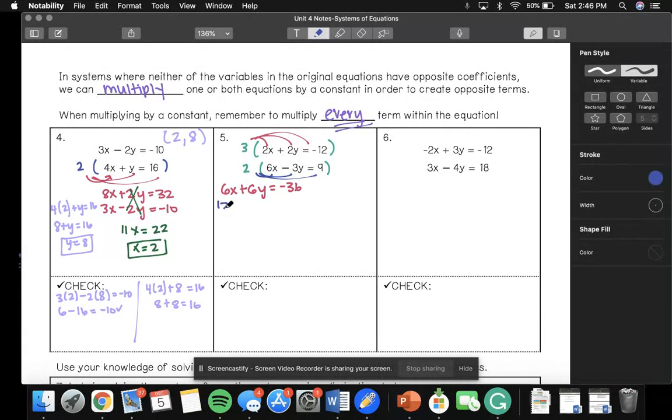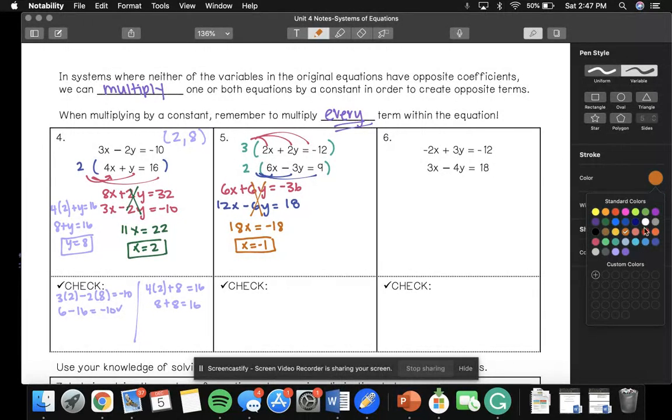Okay. Then I'm going to multiply the bottom one all by 2's. So I would get 12x minus 6y equaling 18, which is exactly what I wanted because now the 6y, the negative 6y would eliminate. Then we would be left with 18x, and that would be a negative 18. So 18x equaling negative 18, that means that x equals negative 1.